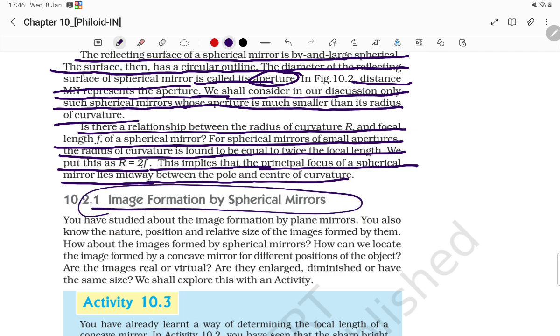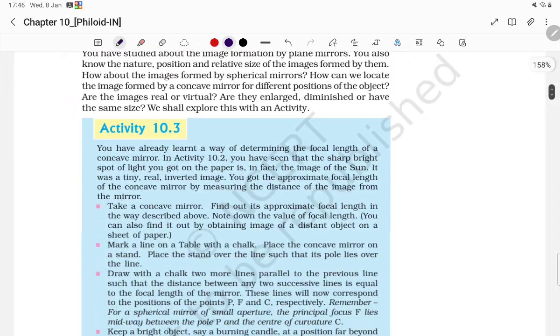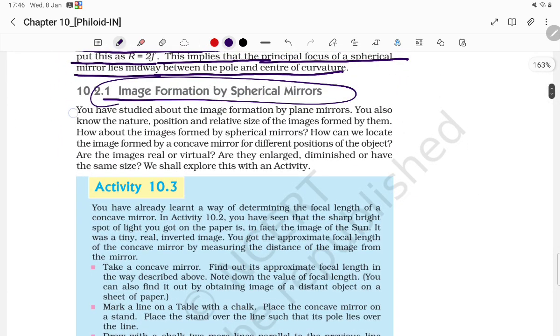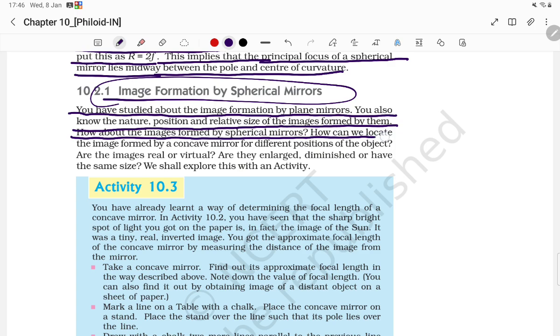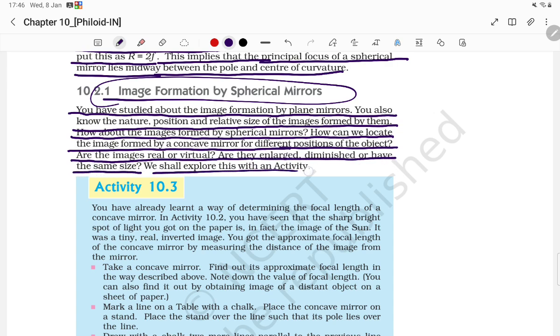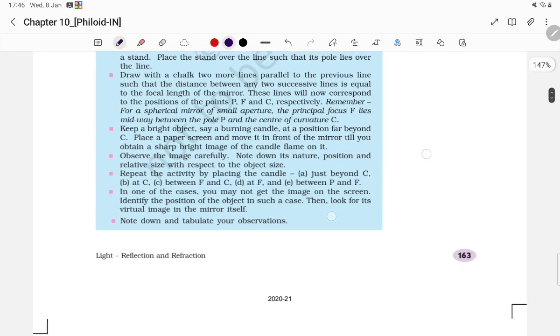Image formation by a spherical mirror. You have studied the image formation by a plane mirror. You also know the nature, position, and relative size of the image formed by them. However, for the image formed by a spherical mirror, how can we locate the image formed by a concave mirror for different positions of the object? Are the images real or virtual? Are they enlarged, diminished, or of the same size? We shall explore this with an activity.